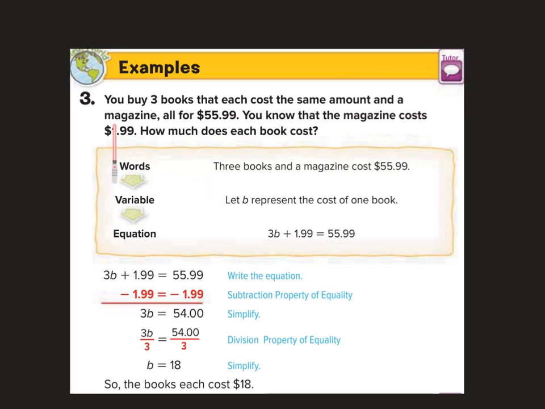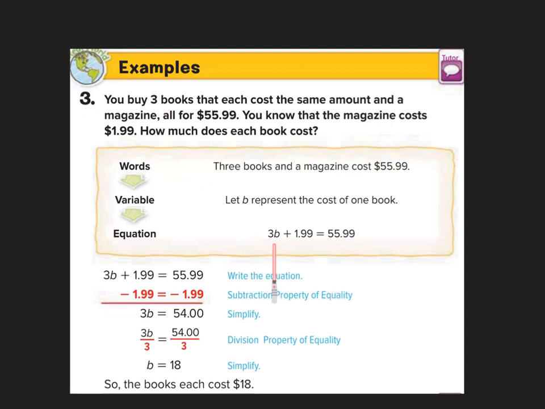So in this scenario, you buy 3 books that each cost the same amount and a magazine, all for $55.99. You know that the magazine costs $1.99. How much does each book cost? First of all, we want to break this down into a short statement in words. 3 books and a magazine cost $55.99. For a variable, we're going to let B represent the cost of 1 book. And for the equation, we could come up with 3B plus $1.99 equals $55.99.